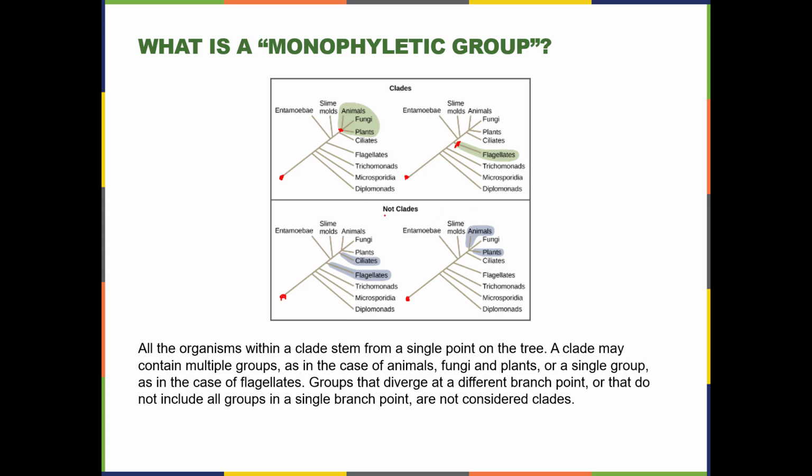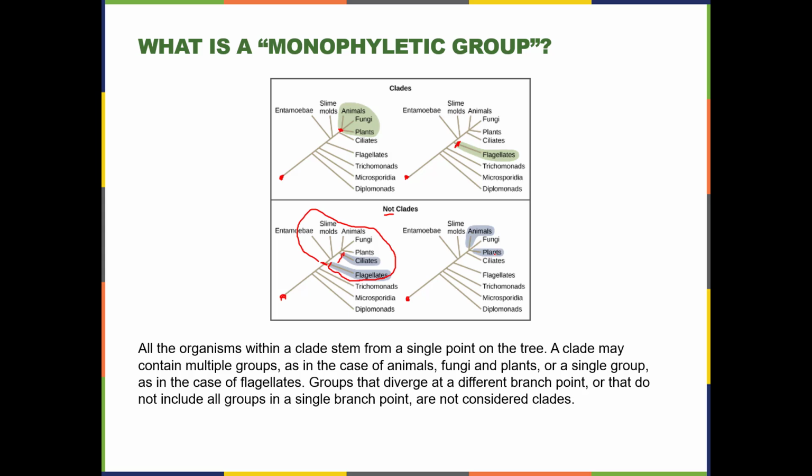What could not be a monophyletic group, what could not be a clade, would be just the ciliates plus the flagellates. Those would not make a single group, because you would have to cut here and here, and that's not monophyletic if you have to make two cuts. Now, if you cut here, then all of this could be a monophyletic group, but you would have to include all of these things, not just the ciliates and the flagellates.